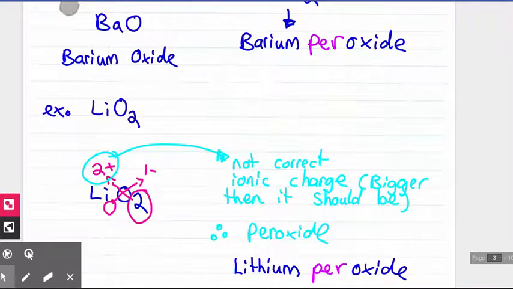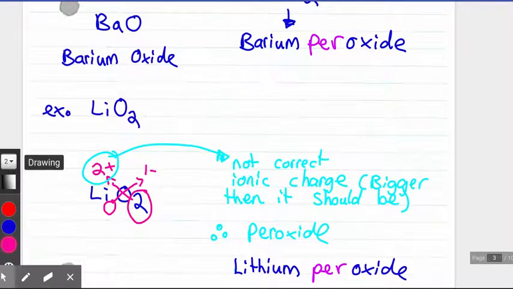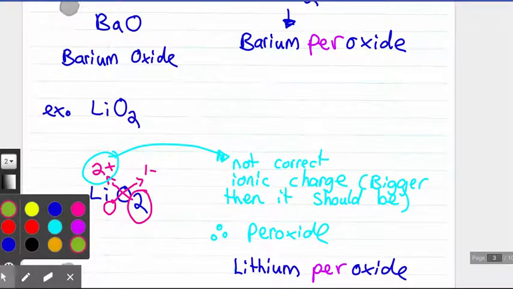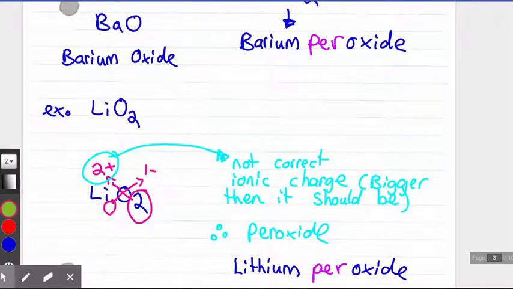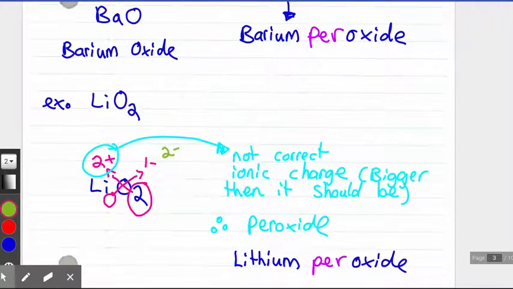The problem is that lithium does not have an ionic charge of 2. It has an ionic charge of 1. So this is not the correct ionic charge. We know that oxygen should have an ionic charge of 2 minus, so this should be a 2 minus, and this should be a 1 plus.